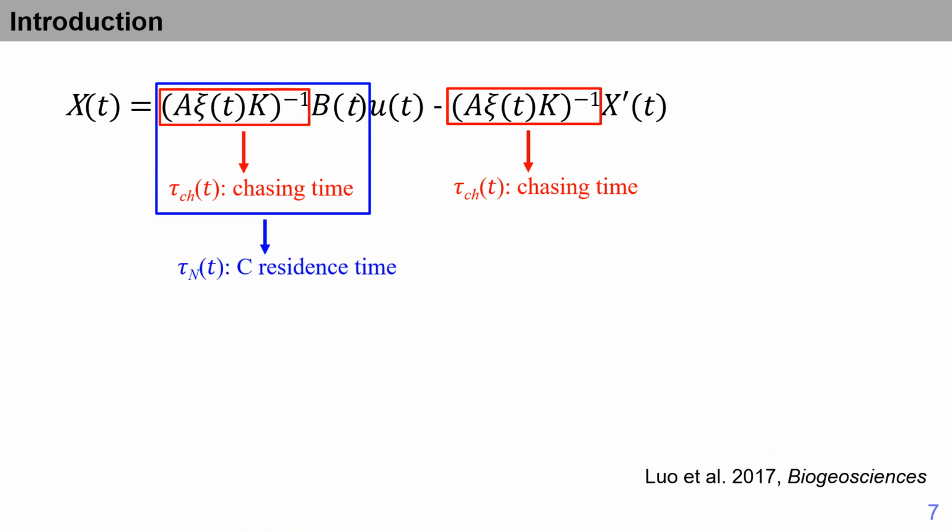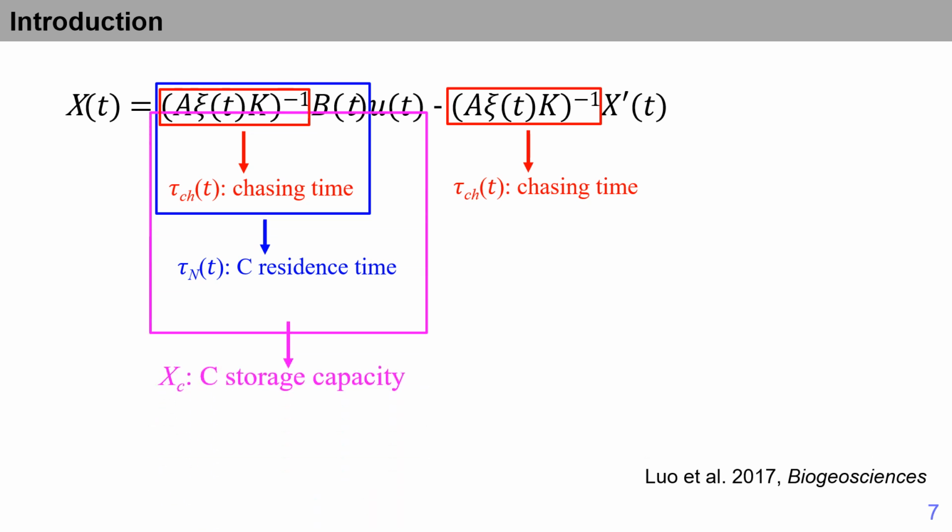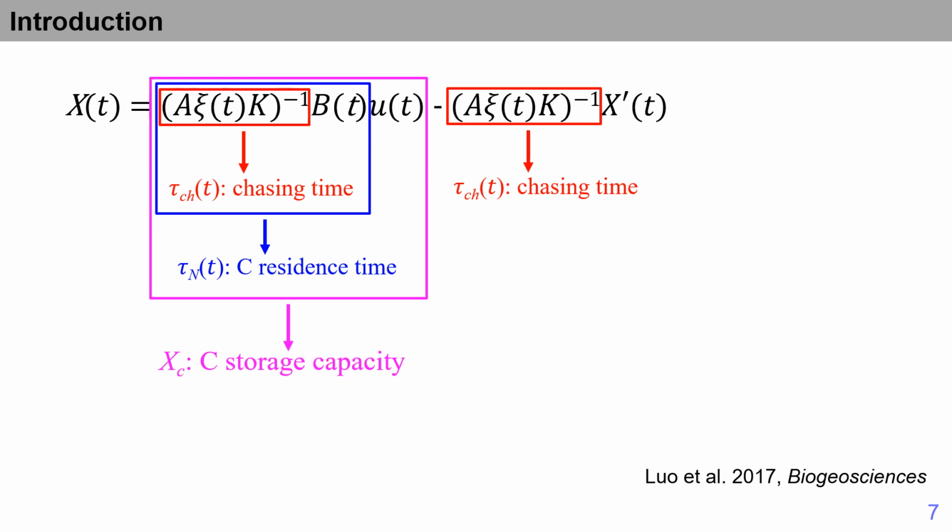The product of chasing time and the allocation coefficient B is residence time of individual pools in the network. The product of carbon residence time and carbon input is the maximum carbon that individual pools or the whole ecosystem can store at a time. We call it carbon storage capacity.